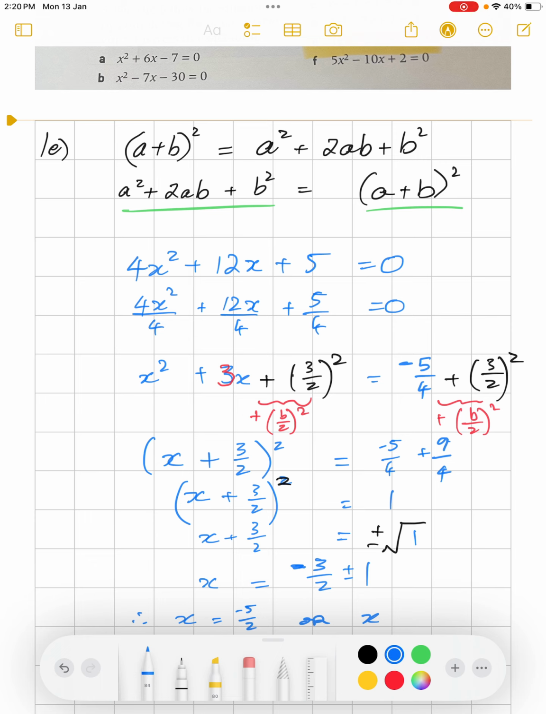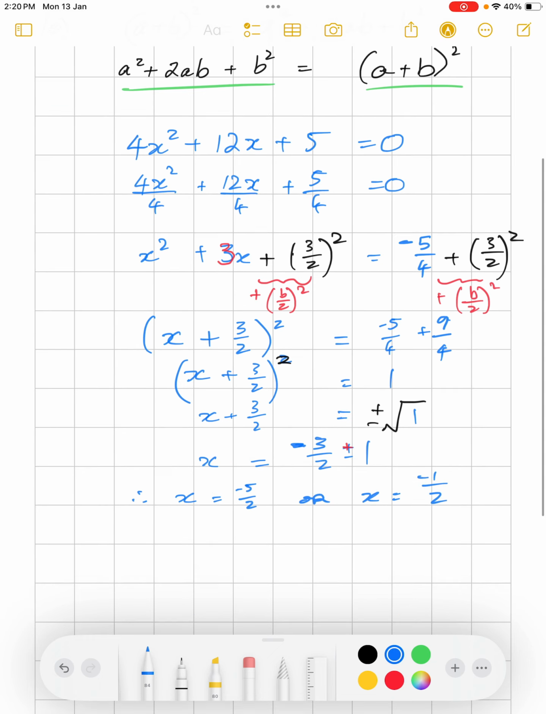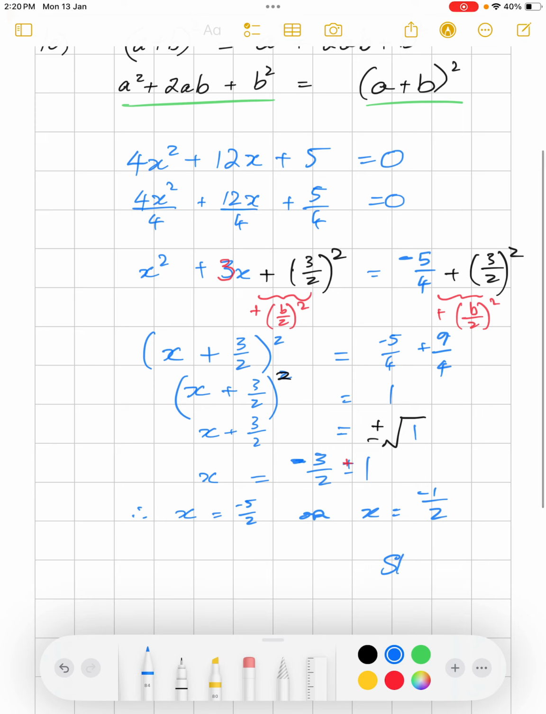And now let's do the plus. Negative 3 over 2 plus 2 over 2 is negative 1 over 2. And there we have it, its exact form. I hope this has helped.